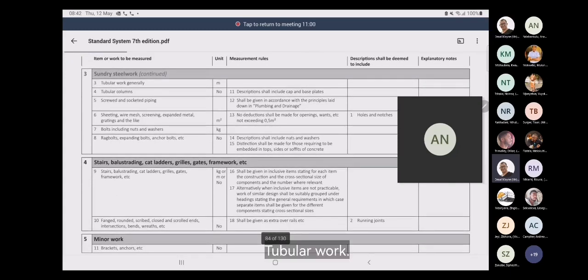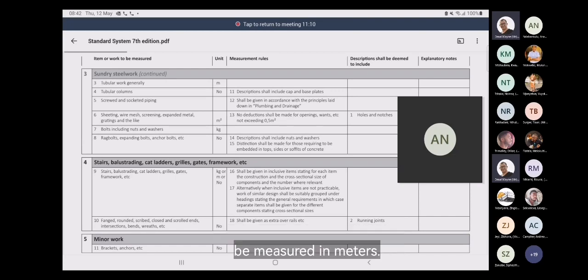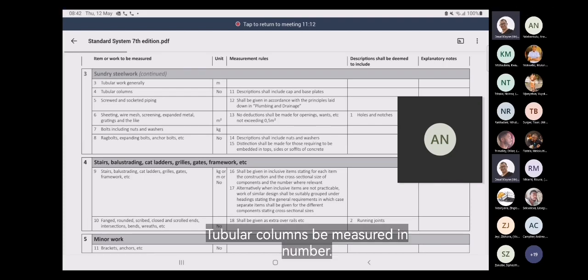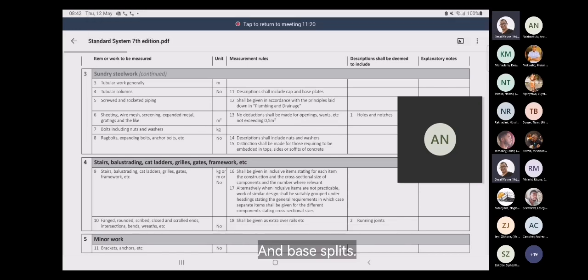Tubular work. You know what tubular work is? It would be a tube. Sometimes we get railings or metal work where we're dealing with tubes, and it's like a pipe, and that would be measured in meters. Tubular columns are measured in number. And the description shall include caps and base plates.